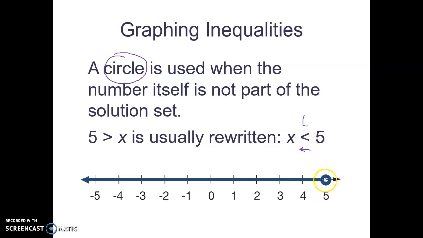The reason we have to start at 5 is because if we're doing decimals, 4.99 is less than 5. So we need to make sure that our graph includes 4.99 and everything to the left. So this graph on a number line shows us all the possible solutions for x is less than 5.